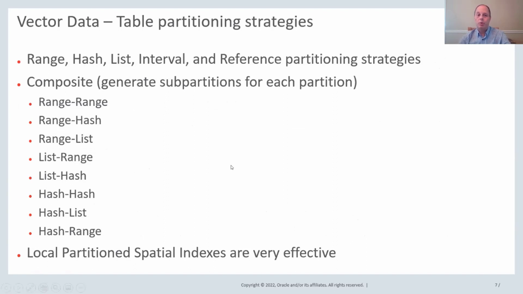In earlier releases we only supported range partitioning, but for anyone that hasn't visited partitioning lately, we now support just about every combination: range, hash, list, interval, reference, composite, range-hash, etc. Right? And the key is when you create your partitioned table, don't forget at the end of the create index statement to specify the local keyword, so it'll create local partitioned spatial indexes.